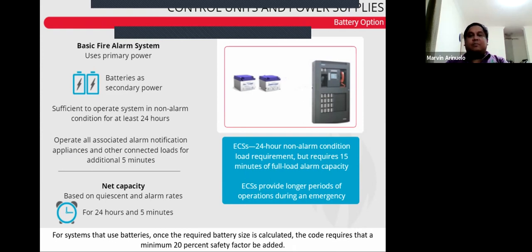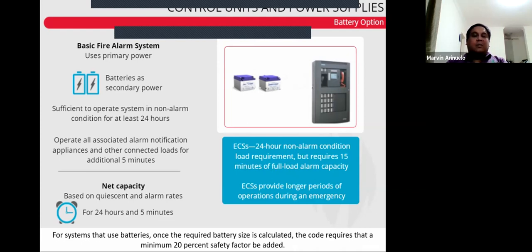For a basic fire alarm system that uses primary power with a battery only as secondary power, the battery capacity must be sufficient, just remember this, guys, to operate the system in a non-alarm condition for 24 hours. Then it must still be able to operate all of its associated alarm notification appliances for a period of at least 5 minutes. So non-alarm condition, 24 hours. Alarm notification appliance connected load, additional, for a period of 5 minutes, okay? And the code specifies that the net capacity be based on two different demand rates, the quiescent and alarm, for two different durations, 24 hours and 5 minutes, meaning an additional 5 minutes of load.